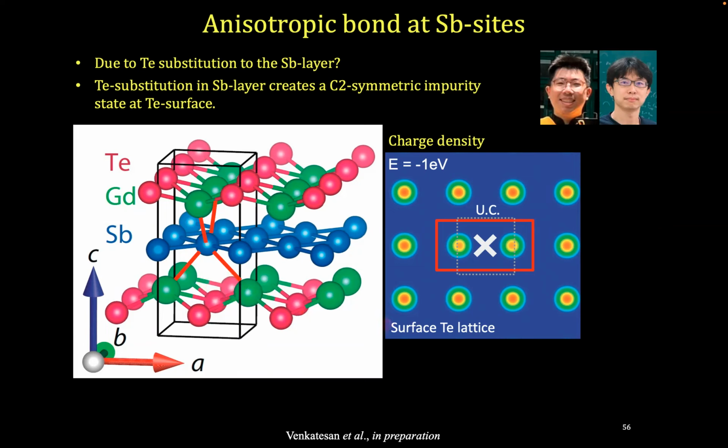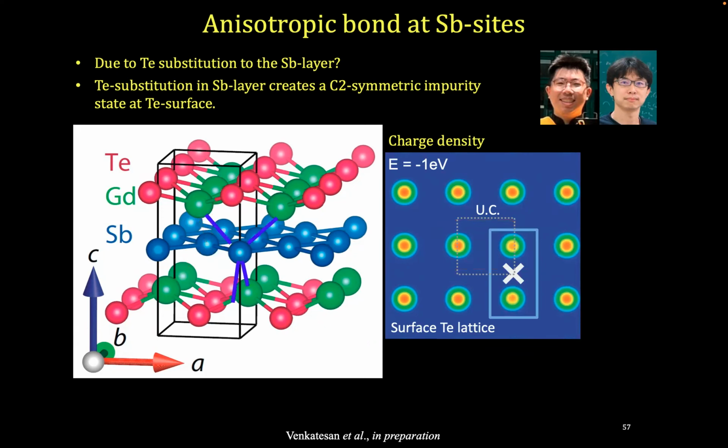Okay, and if you do the charge density calculation, you will see this: if you dope the system by replacing this particular antimony with tellurium atoms, you will lower the charge density at the top surface, which is picked up by the STM.